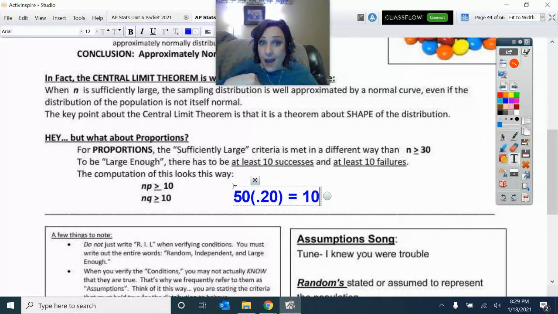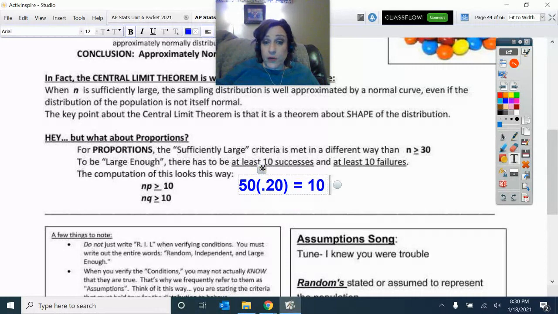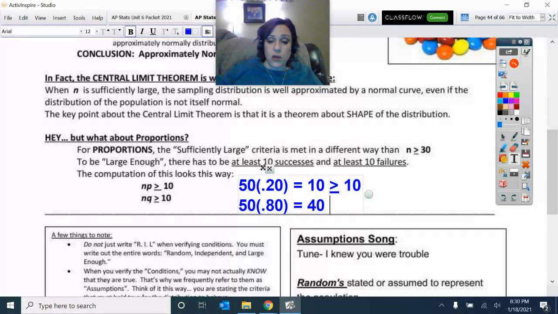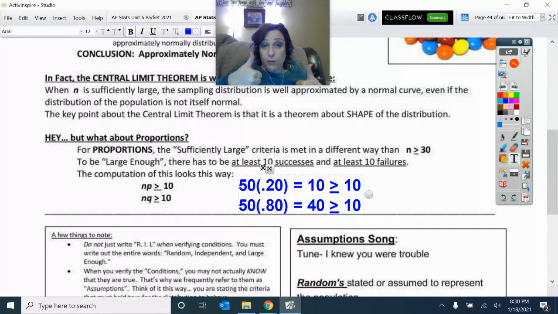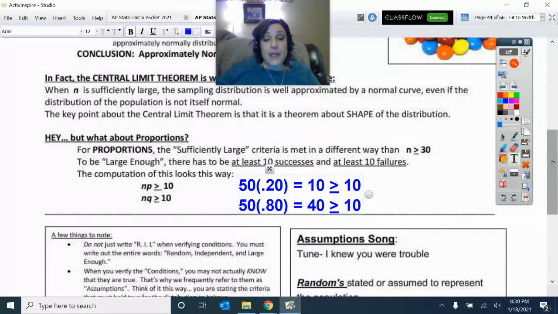Voila! So I picked 50 because I knew that was the smallest sample size that we could use to meet the criteria for proportion, so that the sampling distribution would come out approximately normally distributed. Now it's at least 10 successes and at least 10 failures. In our case, for our M&Ms that we did a few days ago, we would say that 50 times 0.80, which was 40, was also greater than or equal to 10. So the large enough condition for our proportion of blue M&Ms was met. Okay. So there is that.